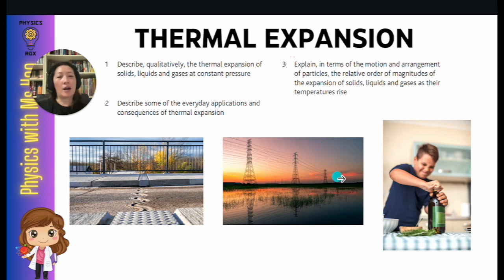Another example would be how cables are placed on the pylons. They're not placed tight. There's a little bit of a sag because the cables on a hot day could also expand, while on a cold day they could shrink. So if the cables were to shrink, the pylons could be pulled towards one another and topple over. So that's why the cables always have a little bit of sag, to allow the thermal expansion and the thermal shrinkage to take place, so that there is space for the cables to be able to expand as well as shrink depending on the temperature of the weather.